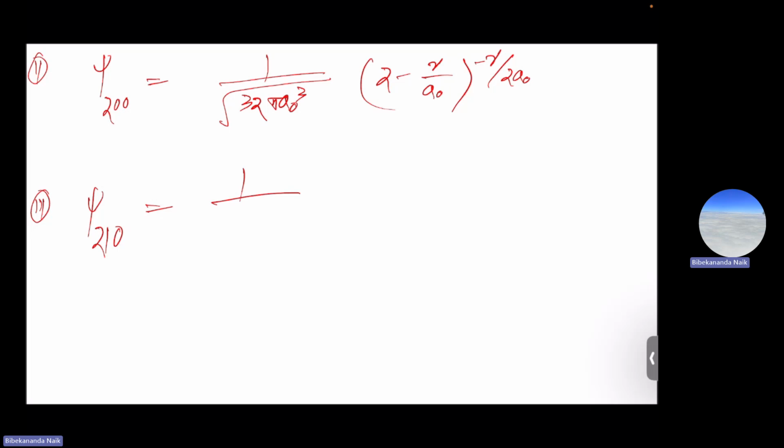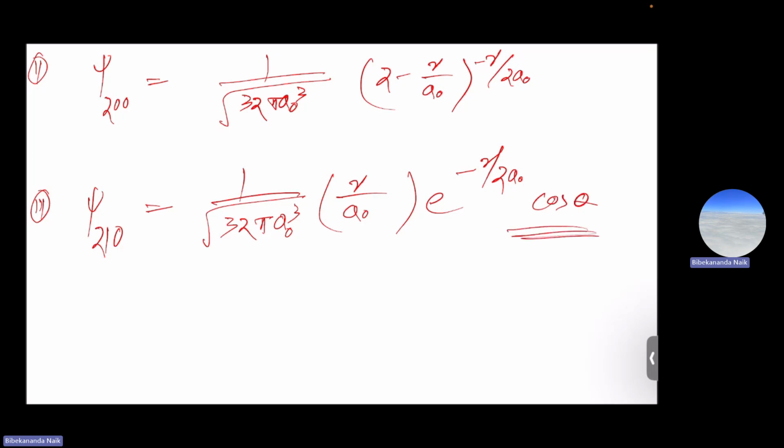So it will be 1 by 32 pi, a0 cube root over, r by a0 e to the power minus r by 2a0, cos theta. So here we have the dependency of theta.